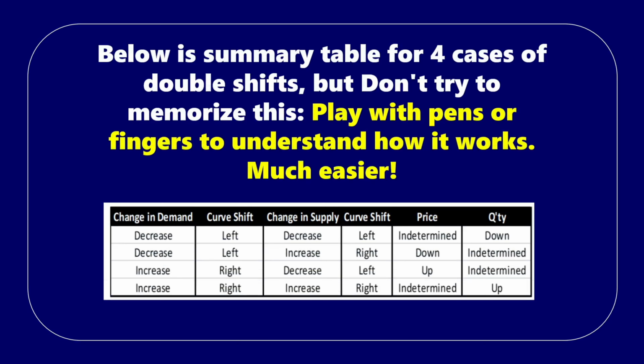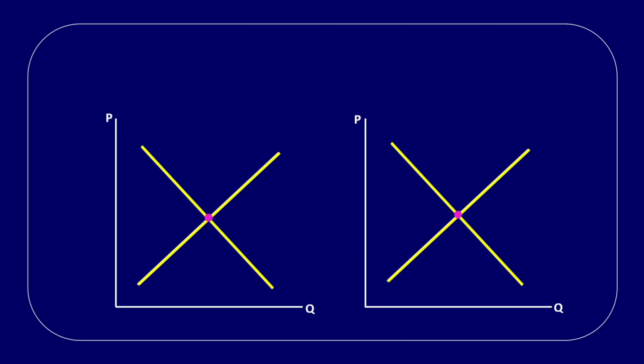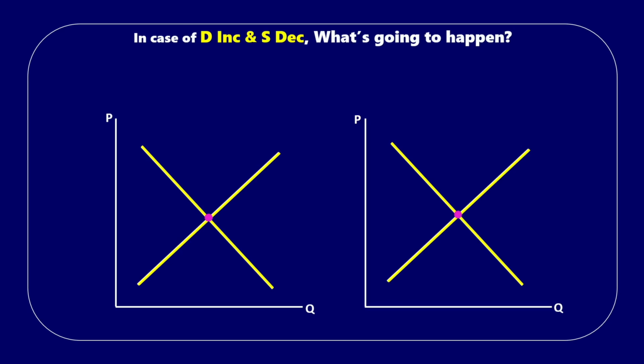Here's a graph you can look at to show the different possible outcomes, but I don't suggest you memorize them. Instead, play with pens or even your fingers to determine which variable is indeterminate. Here's an example of one variable being indeterminate. When demand increases and supply decreases, what's going to happen?